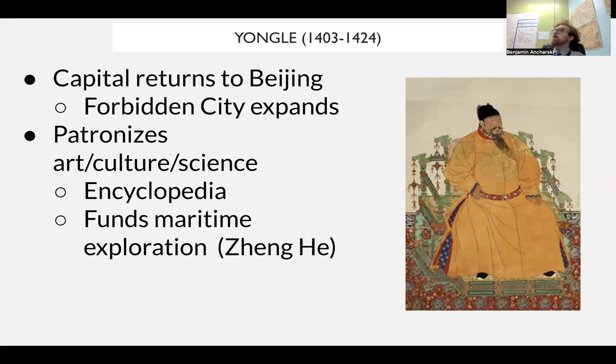But we also see, in the realm of scientific development, increased exploration of the Indian Ocean under Yongle. That's probably the most important reason why he's significant, that he is going to sponsor these overseas explorations under the leadership of a Chinese admiral, a former Muslim actually, by the name of Zheng He. Zheng He is a very important figure who I'll talk about more later on.